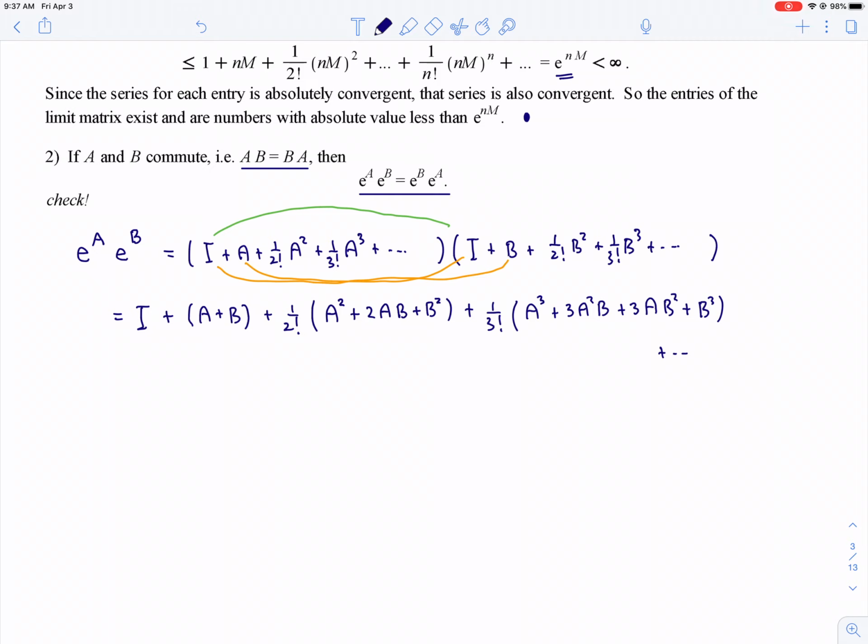All right, now as far as what we're trying to check here, you can see that if I did e to the B times e to the A, I get the same expansion but with A and B reversed.